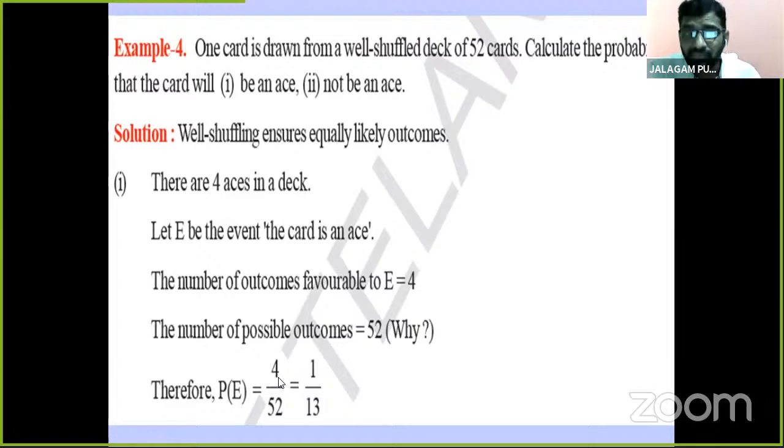4 by 52. Here we change 4 by 52 into the smallest fraction. 4 ones are 4, 4 thirteens are 52. So the probability here is what? 1 by 13. The smallest form of 4 by 52 is 1 by 13. So this is the probability of getting an ace.